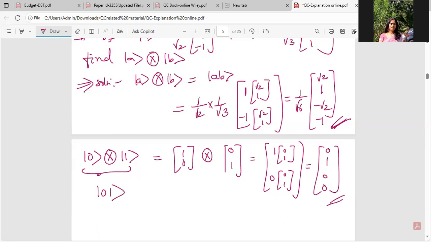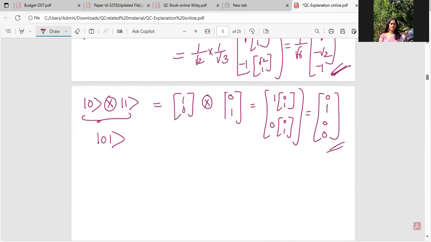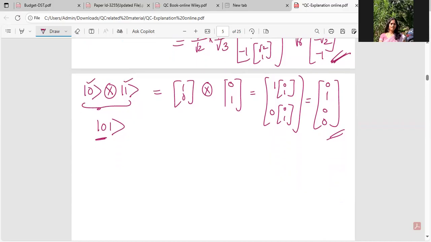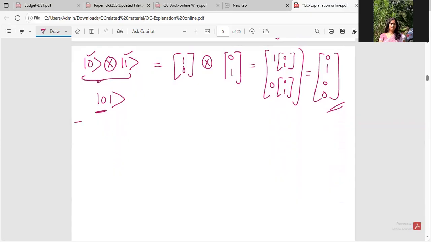Tensor product gives rise to multi-qubit systems. Till now, I was in single qubits. Now, tensor product shorthand notation gives rise to multi-qubit systems. How do I do the same thing with matrices? Let us see the tensor product of matrices.